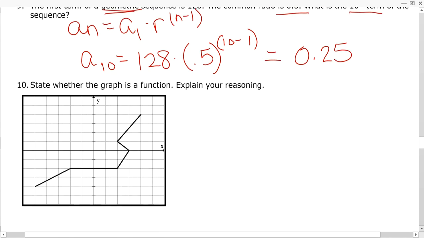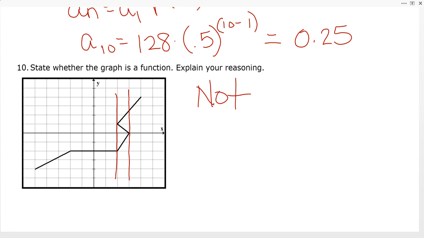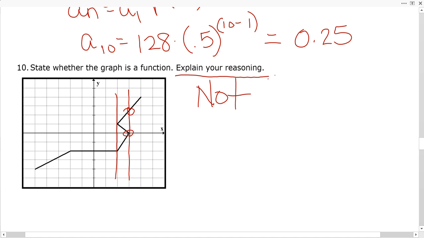Number 10. You are going to have to explain this to me, and I am going to give y'all extra points on your test for having good explanations. There's a couple different reasons why this graph is not a function. It's not a function. You can at least get that part. Okay, there's a couple different things. We do the vertical line test, and we can see that there's places where it crosses the vertical line more than once. You could say something about the x values repeating, because you can tell that there's more than one y value for a given x. So you explain in good sentences, and I will give you extra points on your test.